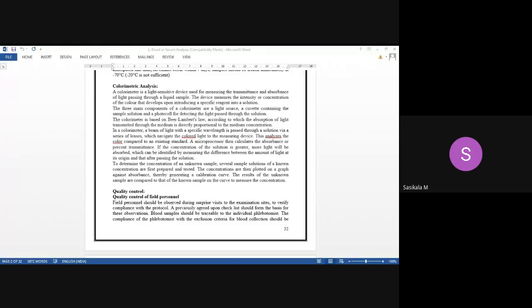Spectroscopy means we'll be using radiation on the sample. What type of radiation? Electromagnetic radiation will be passed onto the sample, and the sample will absorb the light. So according to the intensity of absorption, we can find out the concentration of sample present in it. That's what Beer-Lambert's law says: absorbance is directly proportional to concentration. So that concept we are taking for quantification purposes. That means absorbance is directly proportional to concentration.